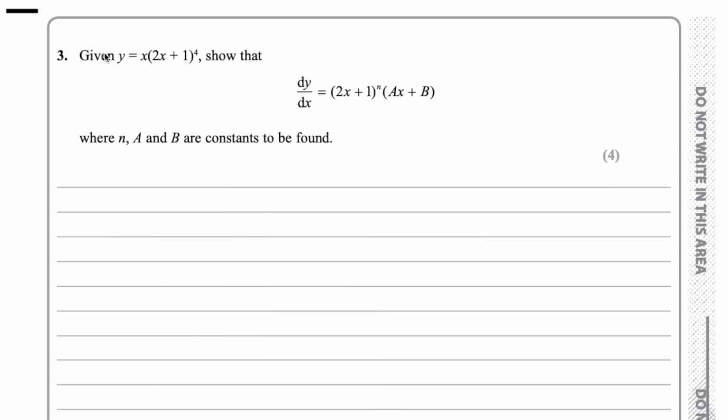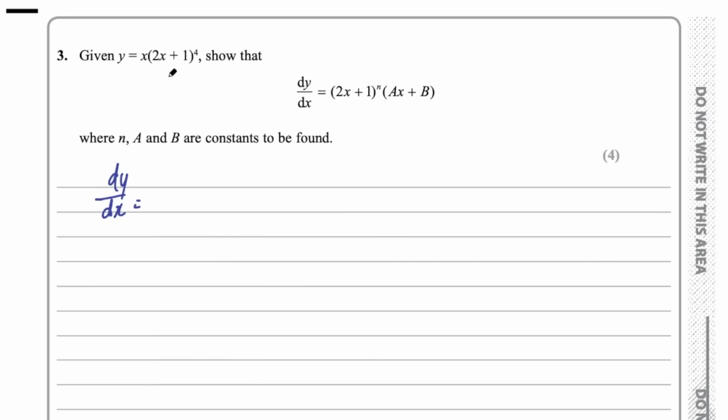Question 3 says, given that y equals x bracket 2x plus 1 to the power 4, show that dy over dx equals 2x plus 1 to the power n multiplied by ax plus b, where n, a, and b are constants to be found. So here we need to take the derivative of this equation and find the constants in this equation. So let's start off by finding dy over dx.